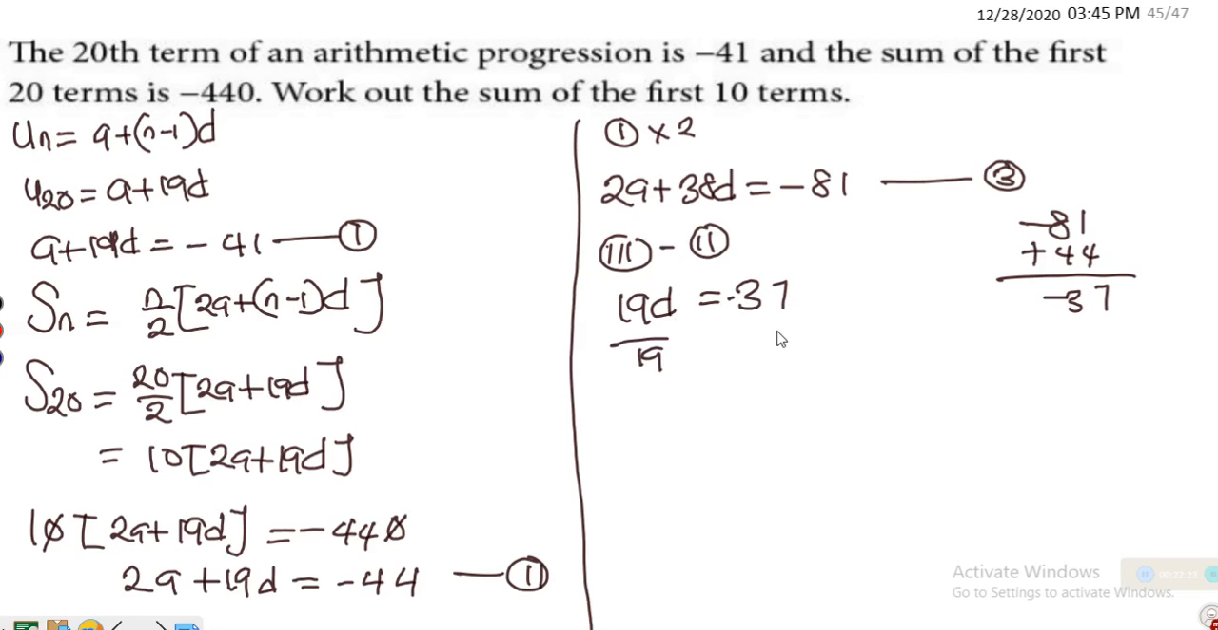So dividing both sides by 19, this will go here, this will go here. Let's check very well. 3 times 9.